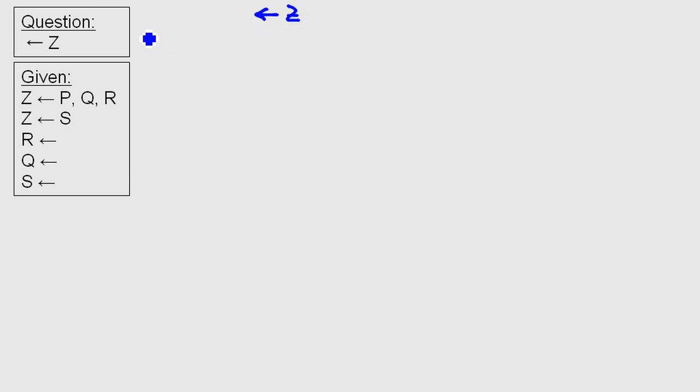We start off with a question. We want to prove Z. So we start off with a question, is Z true? And we apply rule number one. And we see that Z is on the left side, Z is on the right side. And then we know that we end up with this.